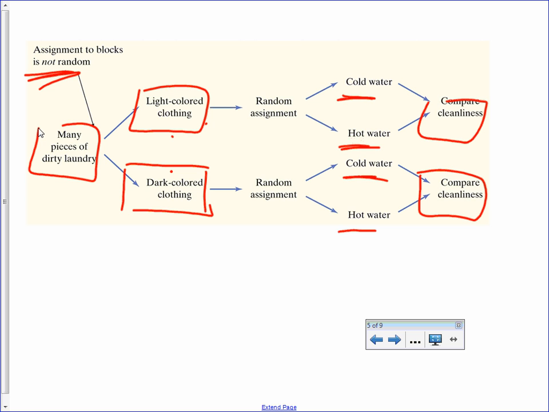So a block is very similar to a strata in sampling, but we're dividing our experiment into things that we know are going to be confounding. And we're going to do more of this in class. So we block to make the experiment more accurate, or we block to reduce the variability of the results.